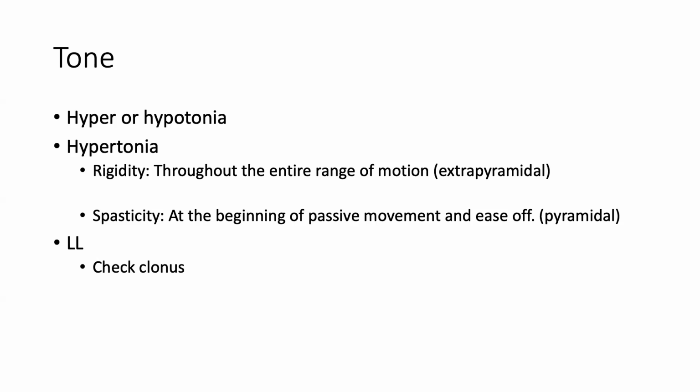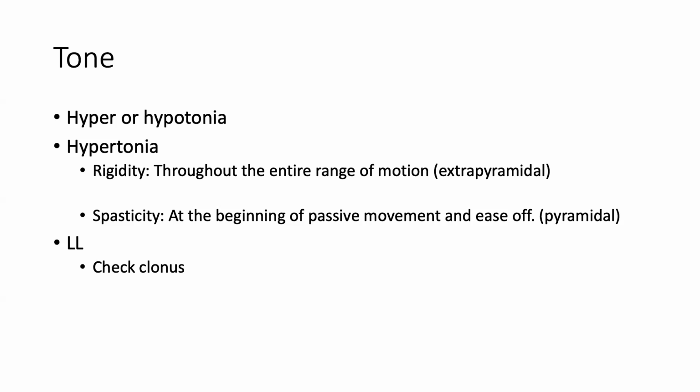So you have hypertonia due to rigidity, which is increased tone throughout the entire range of motion, which points toward extrapyramidal causes such as Parkinsonism. And also you have spasticity, which is hypertonia or increased tone at the beginning of passive movement, and it eases off as you move along. So you see spasticity more in patients with central nervous system pathology.